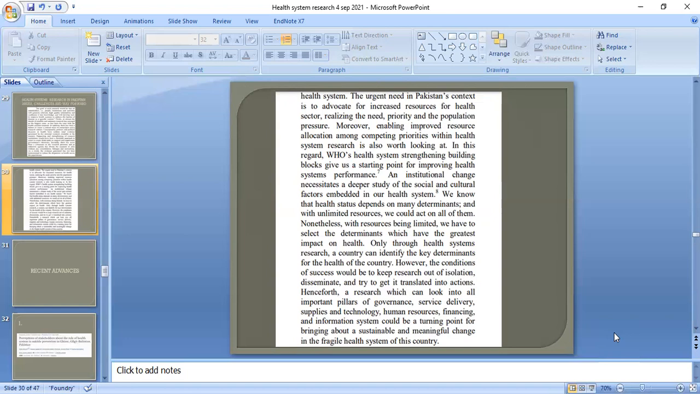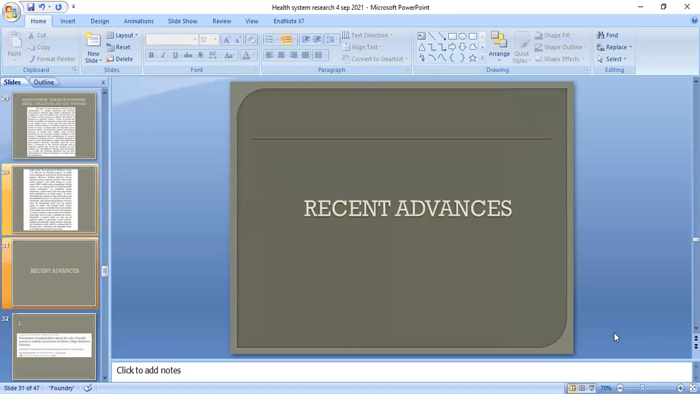However, the condition for success would be to keep research out of isolation, disseminate it, and try to get it translated into actions. Hence, research which can look into all important pillars of governance, service delivery, supplies and technology, human resources, financing, and information system could be a turning point for bringing about a sustainable and meaningful change in the fragile health system of this country.